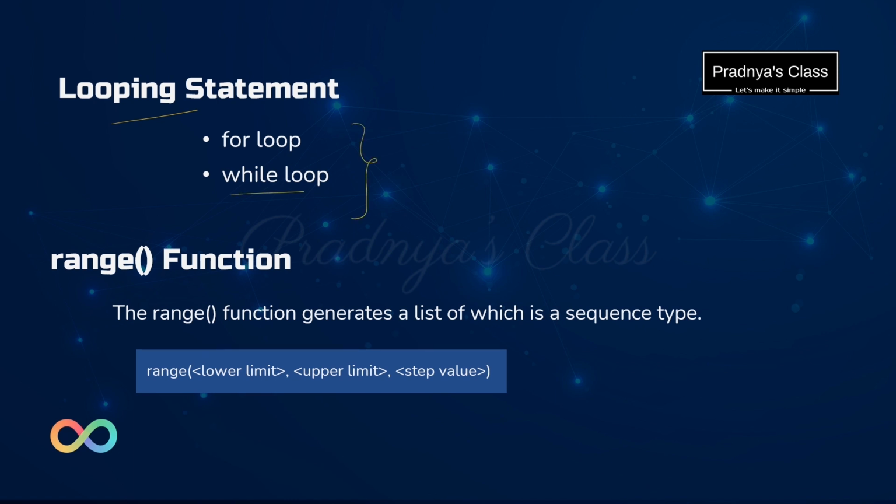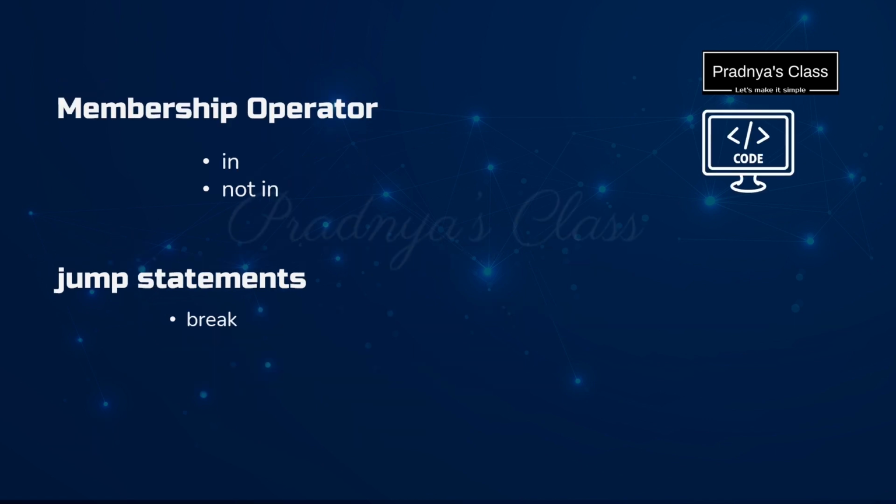Proceeding further, this is very important, that is looping statements. Out of these two loops we generally use the for loop. In the for loop we will be using the range function. I hope you are clear with the range function also. Here is the syntax. First we mention the lower limit. By default it is 0. The second parameter is the upper limit, which is exclusive, and the final parameter is the step value. Along with for we use the range function, or we can use the in operator too.